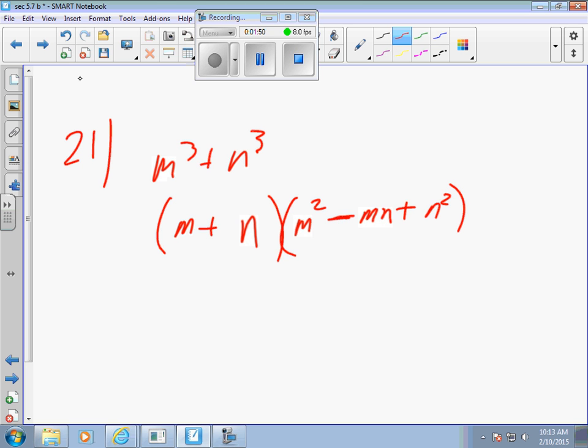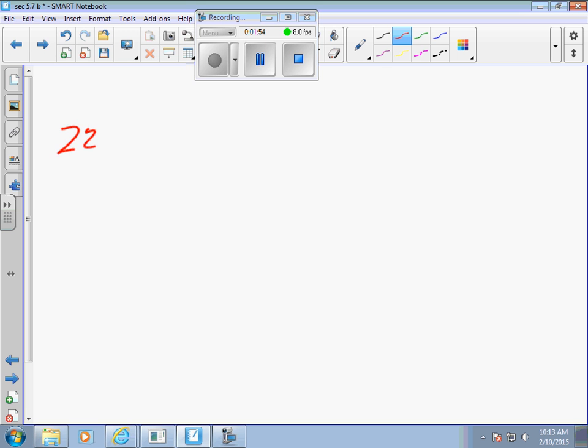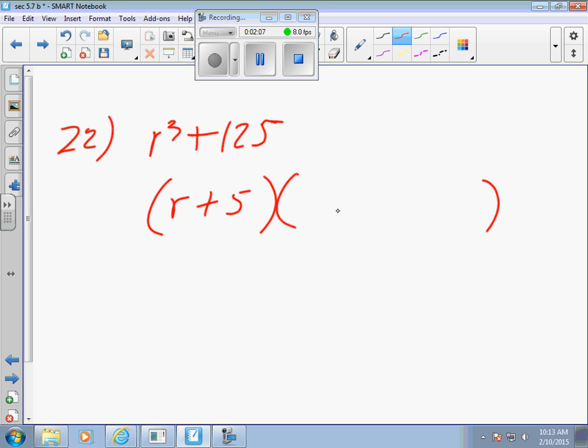Number 22. Same thing again, except this time it's a number cubed instead of a letter cubed. Binomial, trinomial, cube root of the first term, cube root of the last term. Sign is the same, sign is opposite, sign is always positive. Square my first term, multiply them together, square my last term.